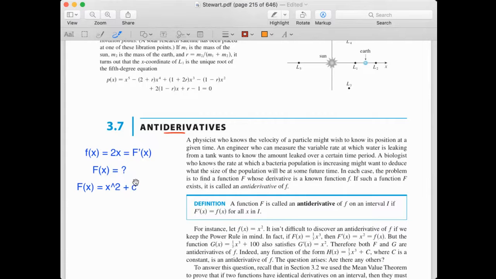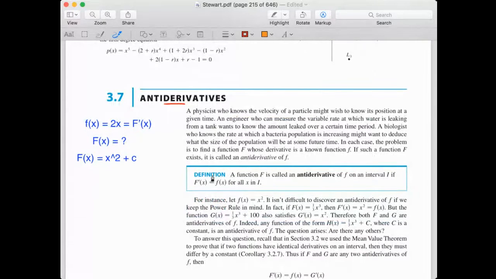Because the derivative of a constant equals 0. Sometimes we are given an initial condition, then we can solve for this c. So if you give me any point for this function, then I can solve for this c. All right, so that's the process. So let's go through definitions.